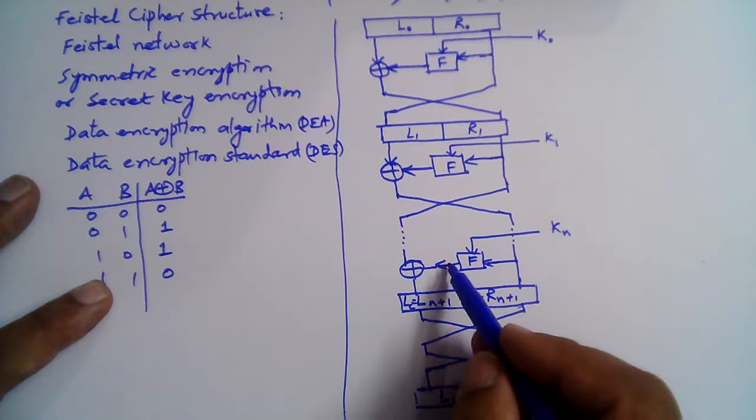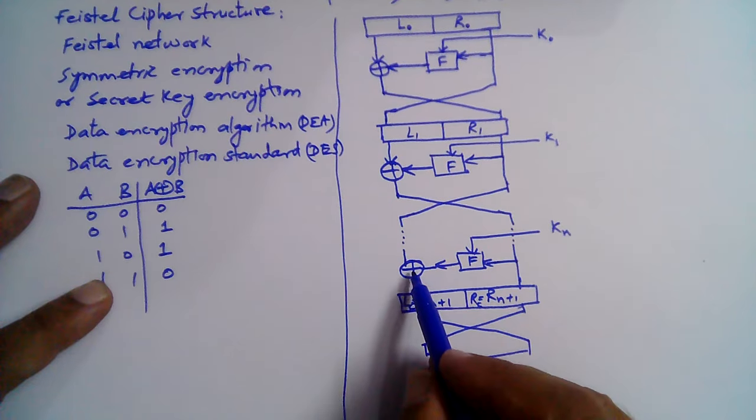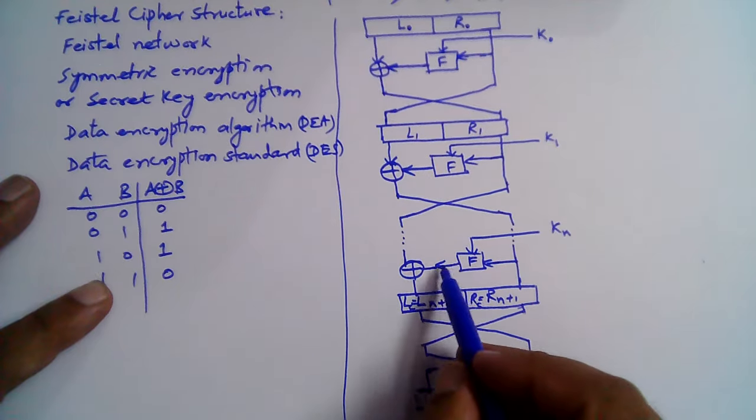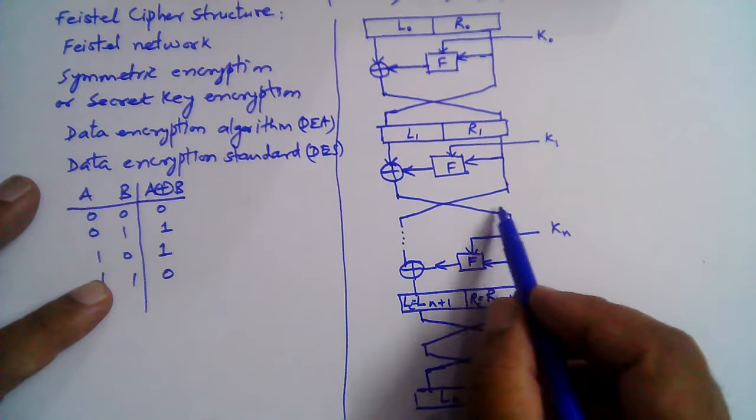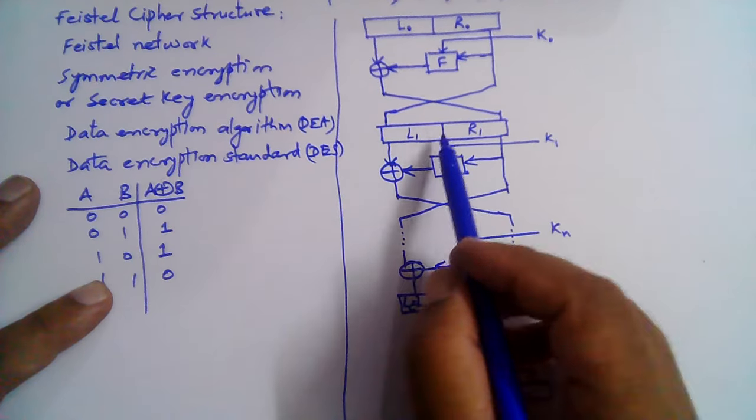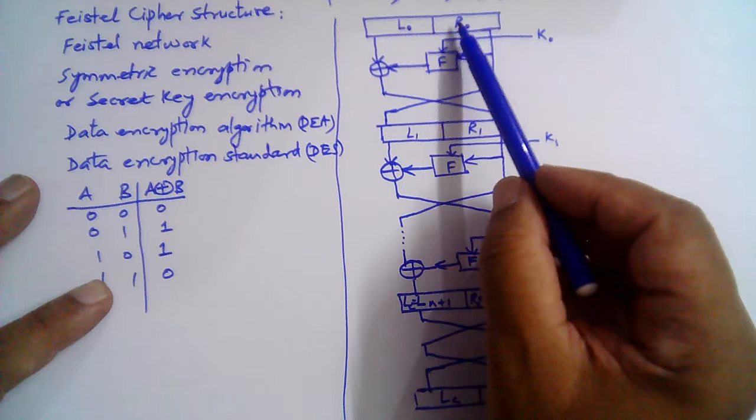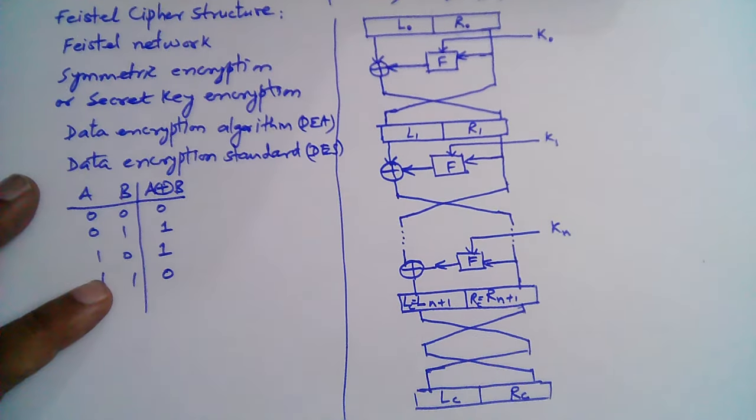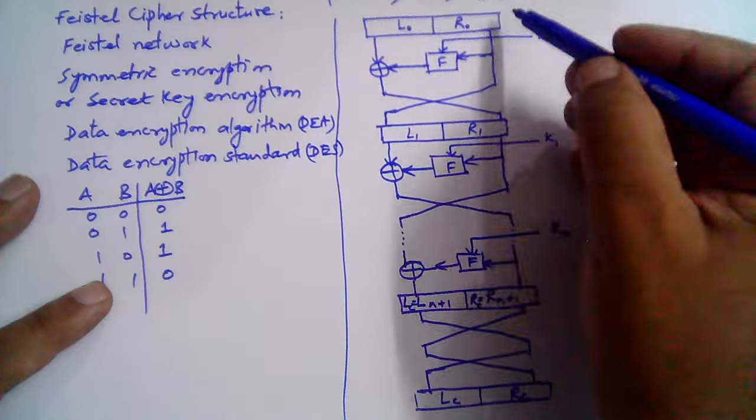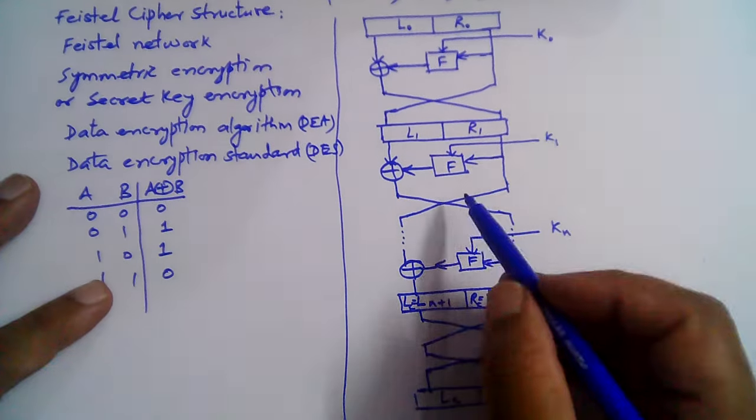And the output is fed to this XOR function along with this part of the ciphertext. So the XOR, this part of the ciphertext Ln is XORed with the output of this function, and again it goes to the next stage, and finally at the last stage we get the plain text L naught and R naught. So this is the encryption and decryption process. For the encryption process, we move this way, and for the decryption process, we move this way, right?